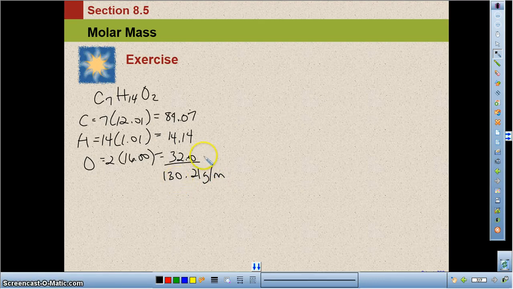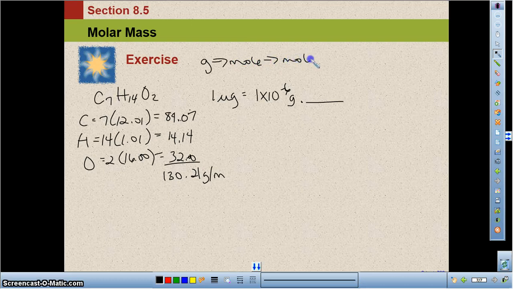Now we're going to go back to the original problem, and it says that bees release about 1 microgram of this substance when they sting. And we know that this is 1 times 10 to the negative 6 grams. So what we're going to do is change grams to moles. We don't know how many moles that is, because we want to know how many molecules are actually being released. And remember, I have to go grams to moles and then moles to molecules.